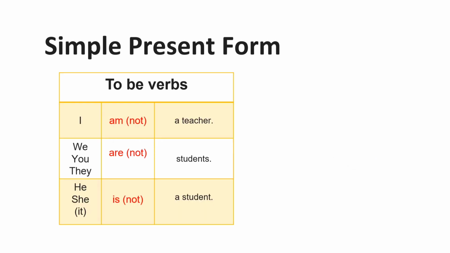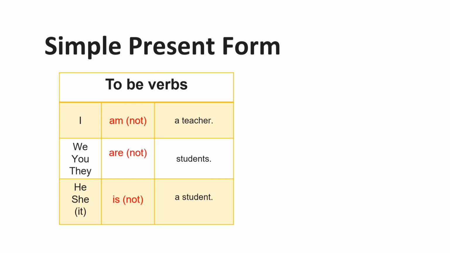Now let's take a look at simple present form. We will start with the to be verbs. To be verbs are am, is, are for the present. I am a teacher, or maybe I am not a teacher. We are students. You are students. They are students.